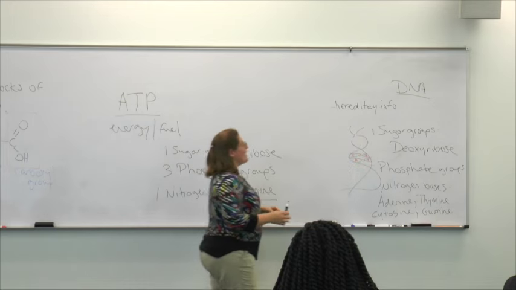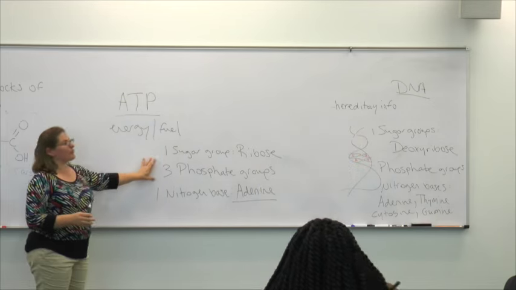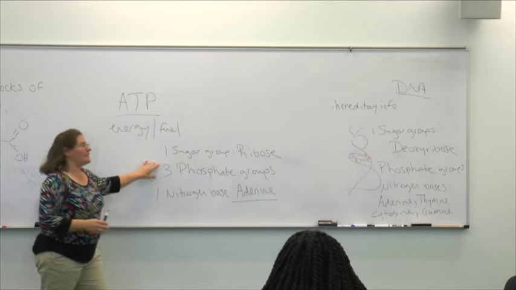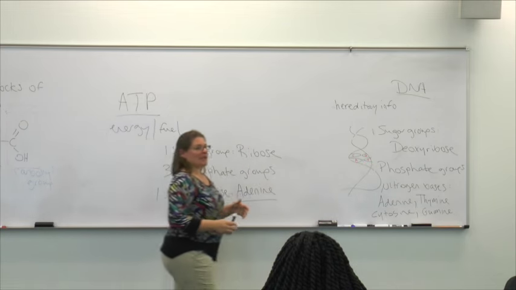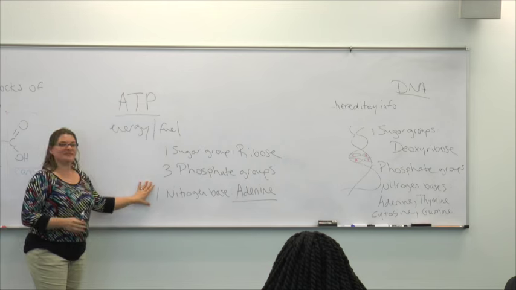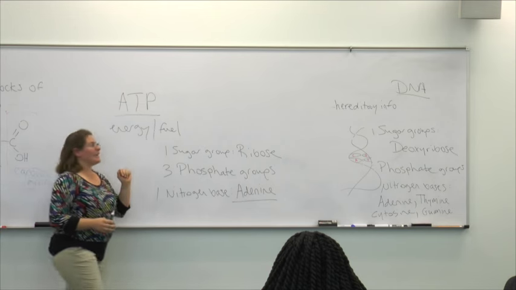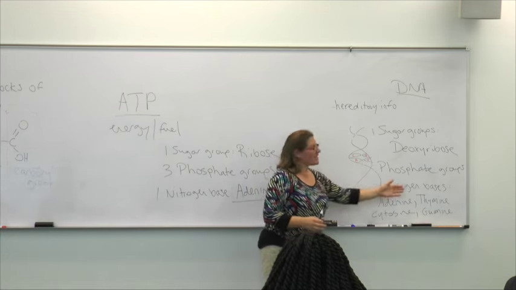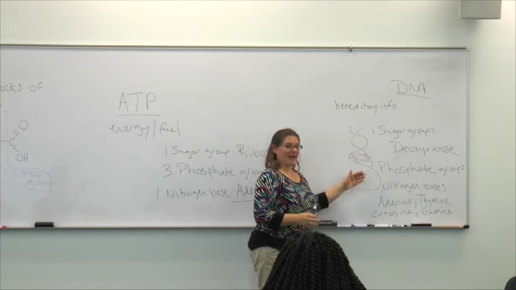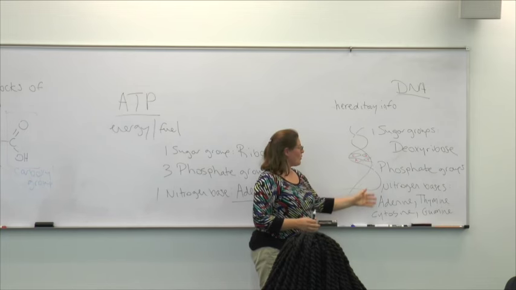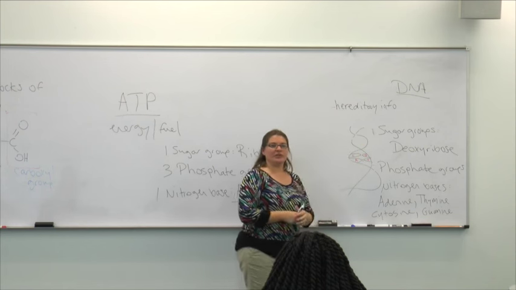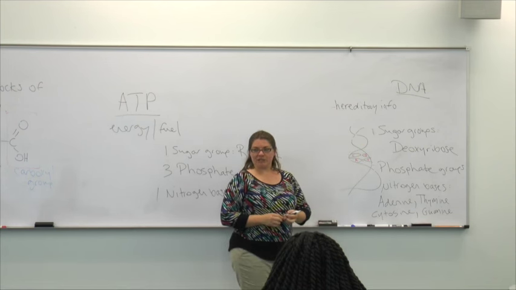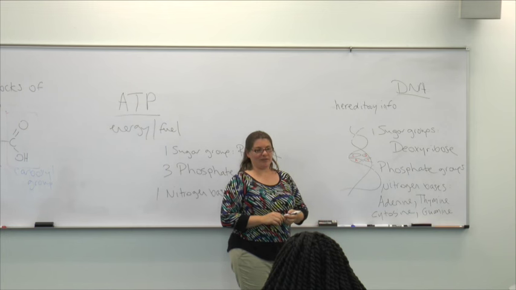Okay? In ATP, there are only 3 phosphate groups. In DNA, there are many phosphate groups. In ATP, there's only 1 nitrogen base, and it's adenine. Okay? In DNA, there are 4 different kinds of nitrogen bases: adenine, thymine, cytosine, and guanine. And there's many of them. They constantly extend from each of the sugar phosphate backbones, each of the strands of the DNA double helix. Okay?